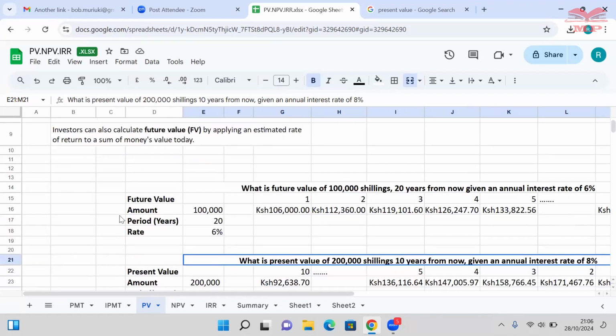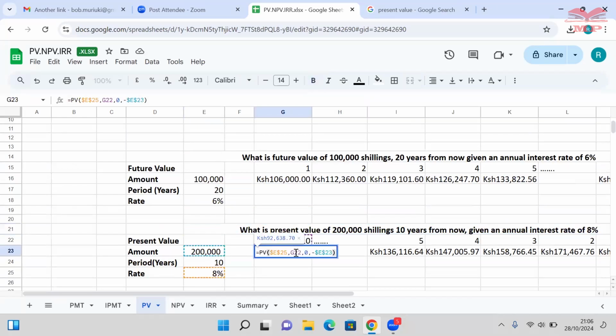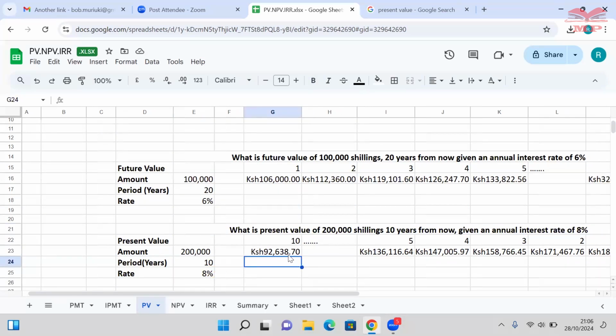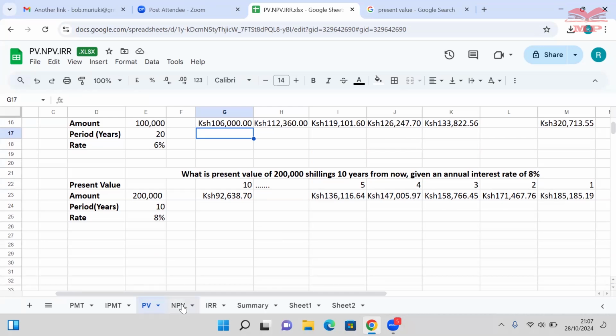So what I've noticed is it works the same way in Google Sheets, except that Excel is a bit more helpful. It will give you the wizard, the hints on what you're supposed to enter in terms of this function, these parameters here. It tells you what they are. It gives you the summary of the function. So that is PV. Let's move on to NPV.